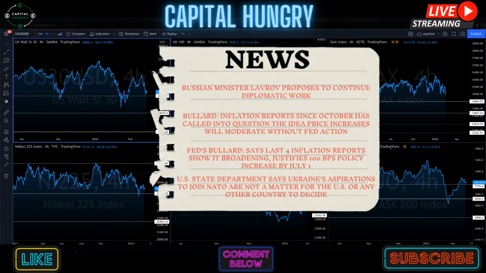What's really interesting is the US and these BPS, basis points, like decimal points for the percentage of the interest rate, right? Like 0.25 is 25 basis points, right?